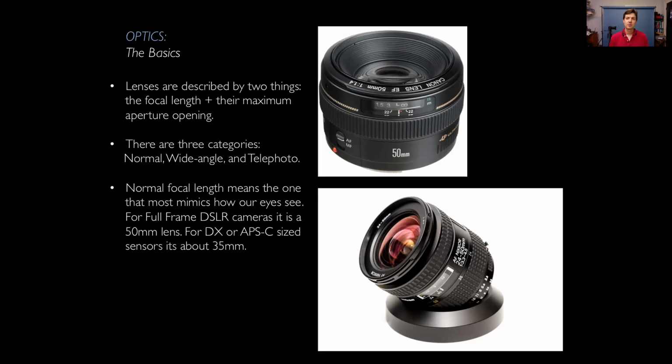But for some of the cropped sensor sizes, the DX or the APS-C sized sensor, it's about 2/3 the size of the full frame sensor. And a normal focal length for those would be 35 millimeters.